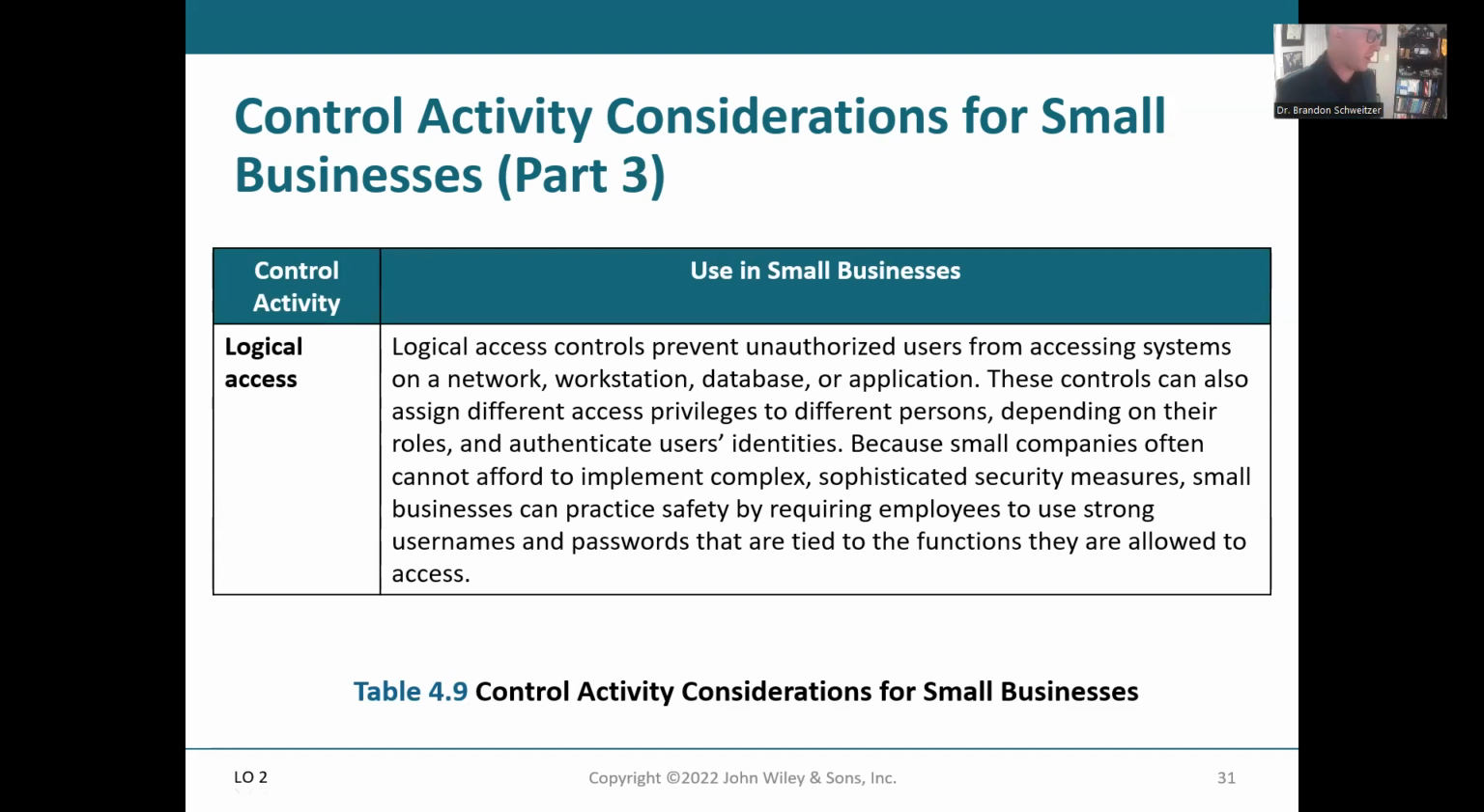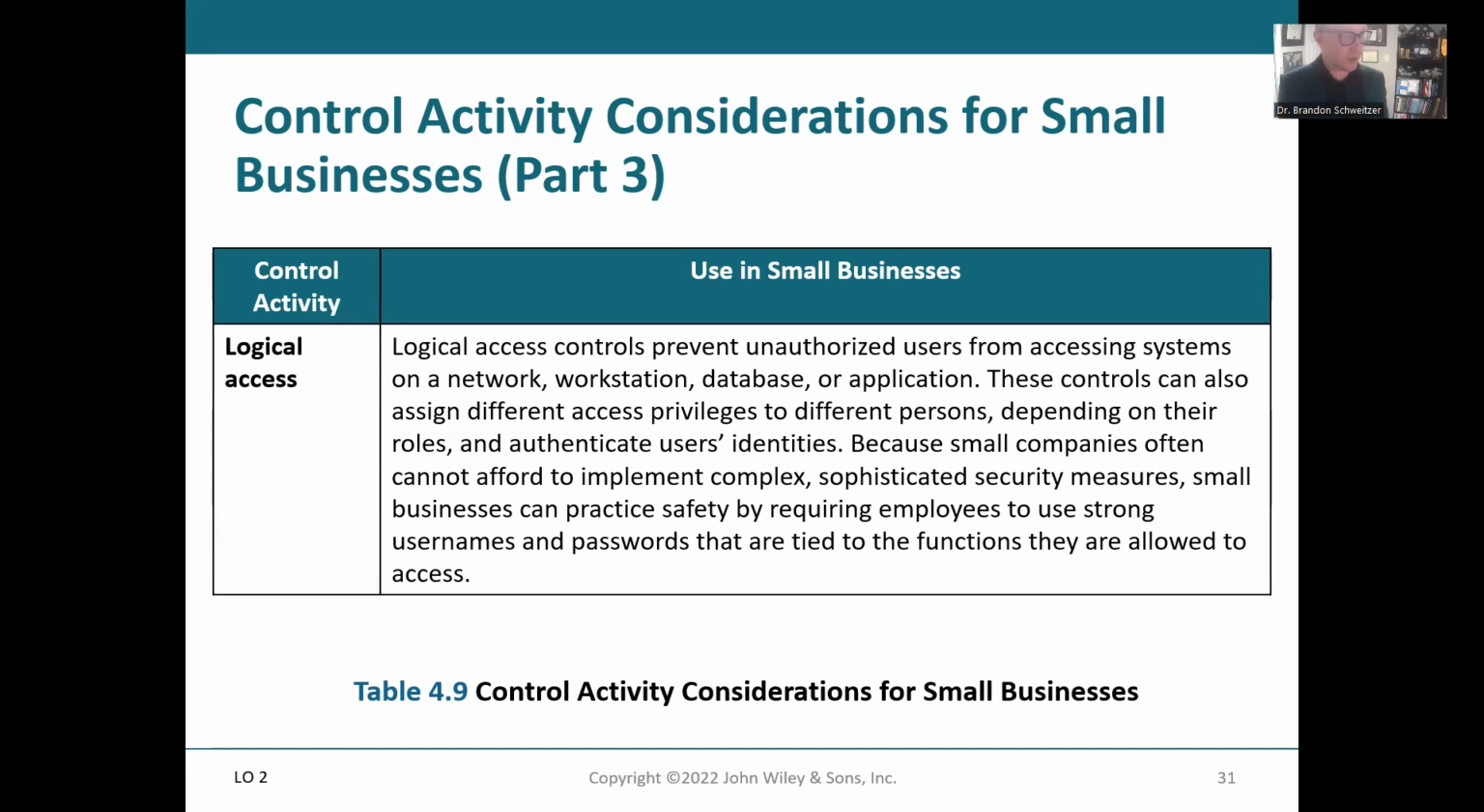And another mitigation strategy I like to look at is logical access. Sometimes it goes without saying, but we want to prevent people from accessing our network, workstation, database, or other applications that shouldn't have access to it. Right? So oftentimes a small company might not be able to afford to implement a biometric system for accessing the network. Right? They don't have a fingerprint reader because it could be expensive. They don't have facial recognition software because that could be expensive.